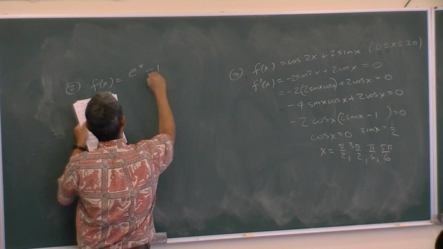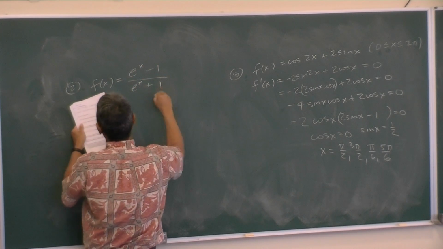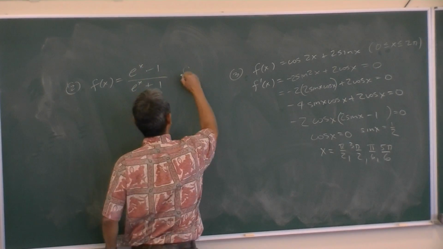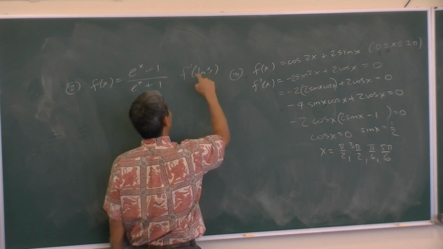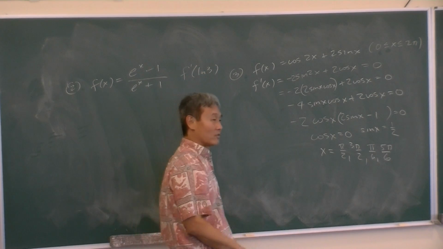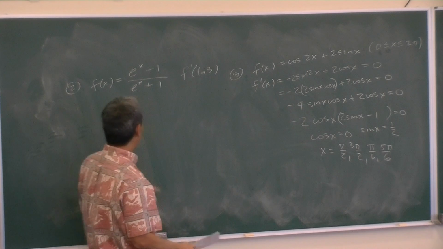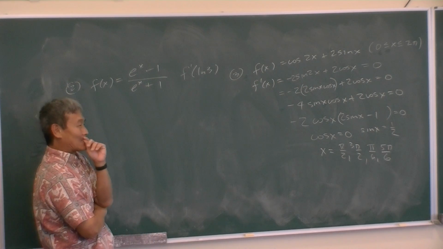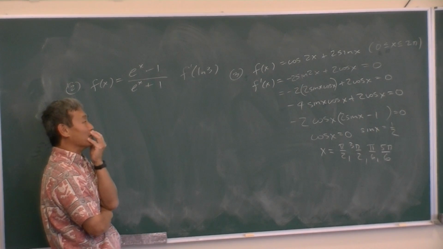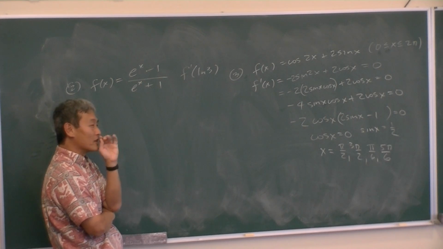e to the x minus 1 over e to the x plus 1. Compute f prime of natural log 3. That means you take the derivative and you plug in natural log 3. Okay, now I see a quotient. So how do I take the derivative? Should I make up my own rule or should I use the quotient rule?